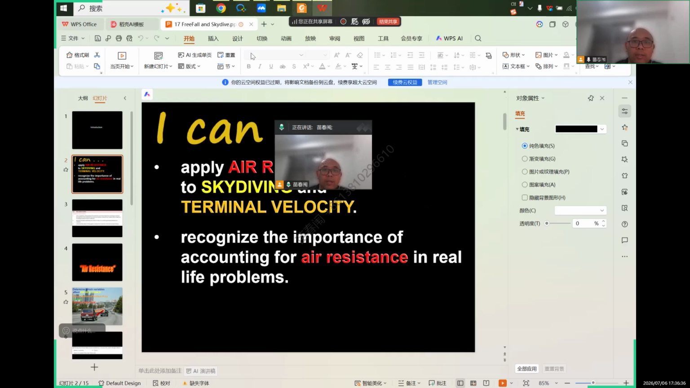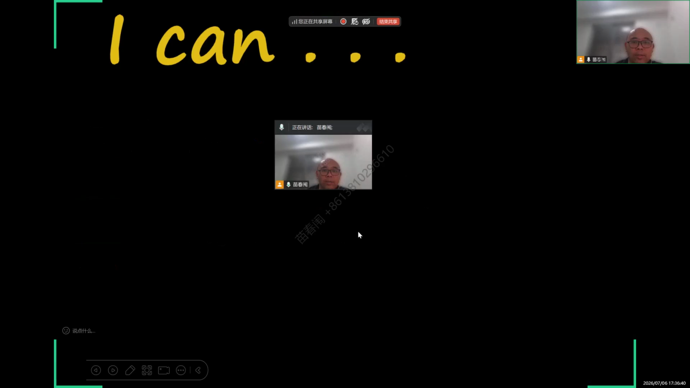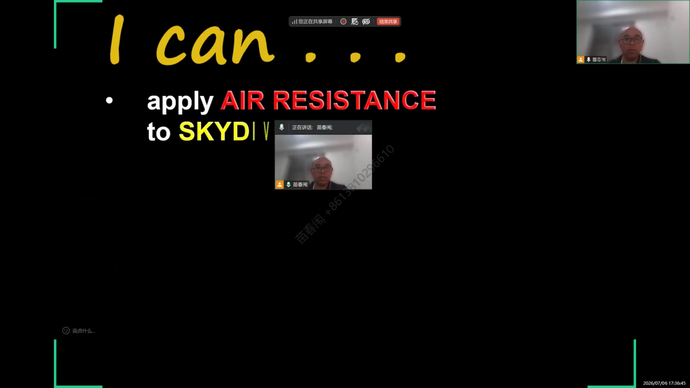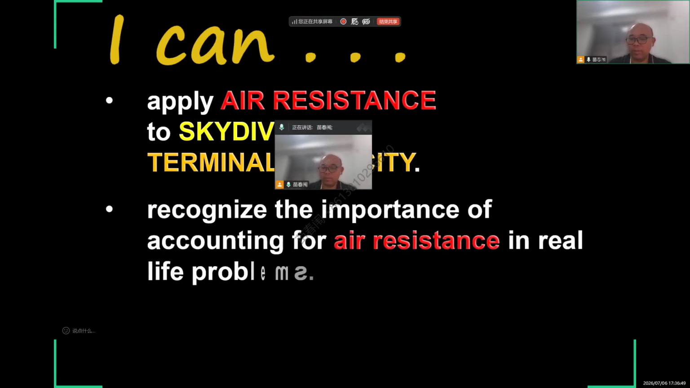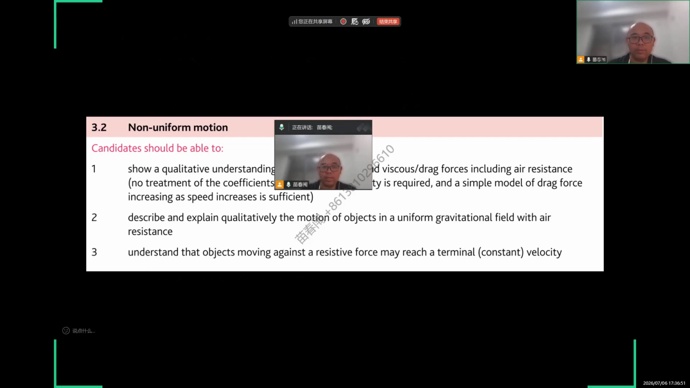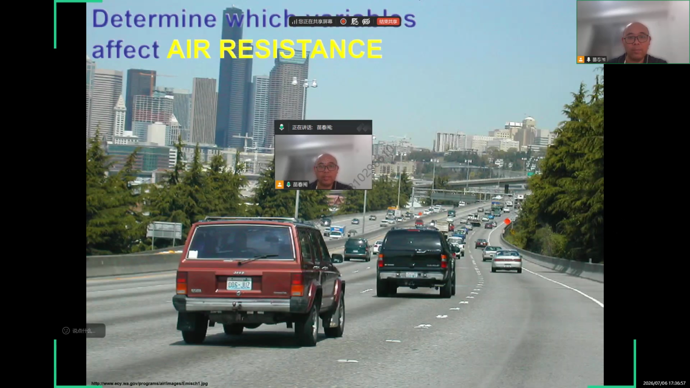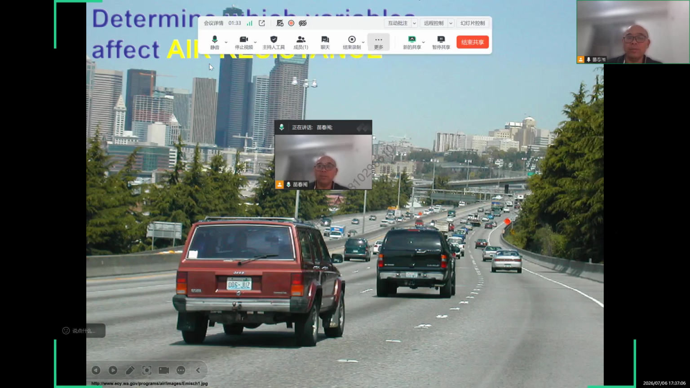Terminal velocity. What do we know about terminal velocity? We learned it in IGCSE, right? We're going to learn it again a little bit more. We know terminal velocity is because of the air resistance, right? This is what we have to learn in the syllabus in AS. Of course, we're going to learn a little bit more about air resistance in terminal velocity.